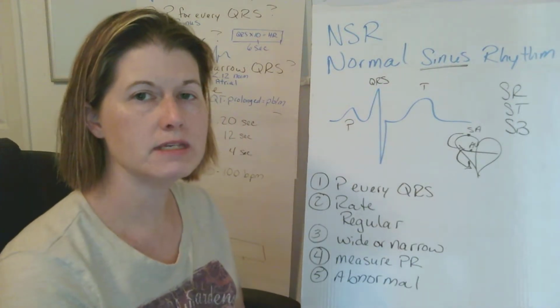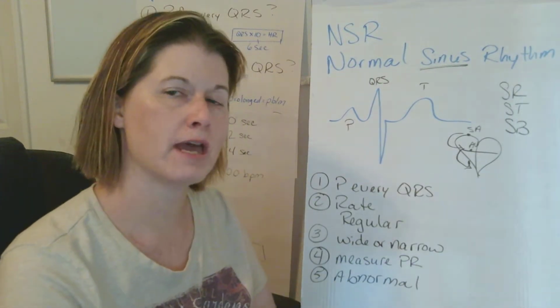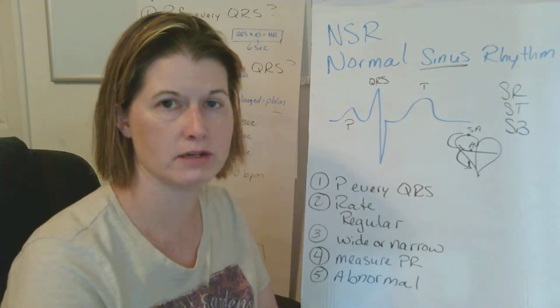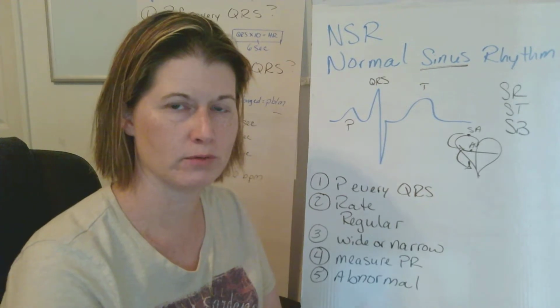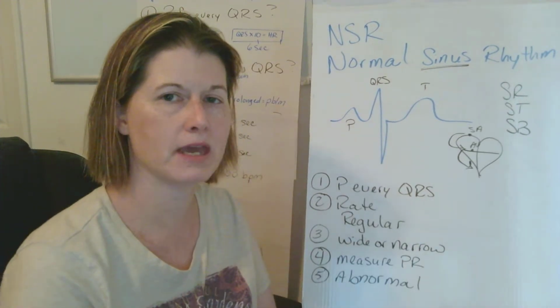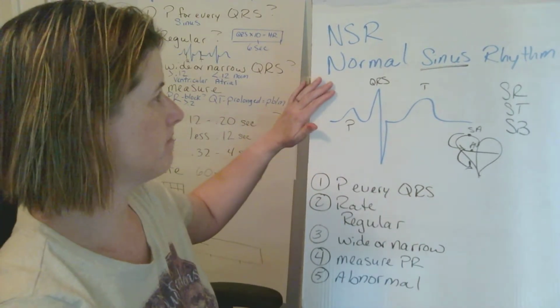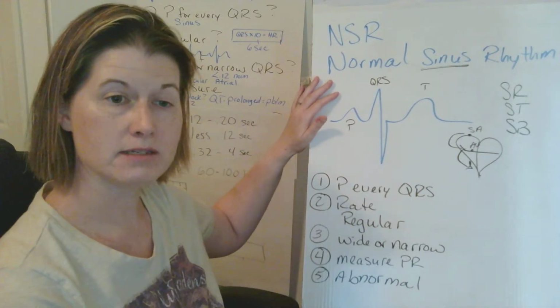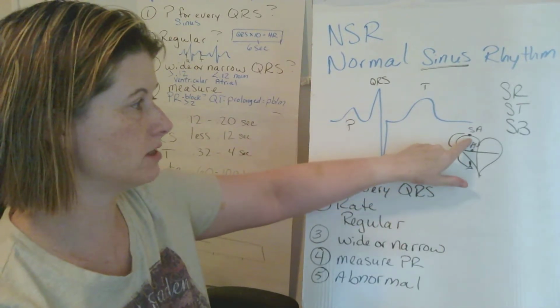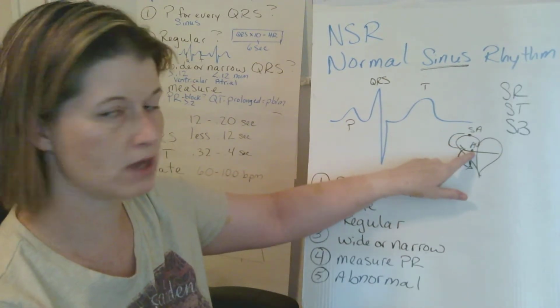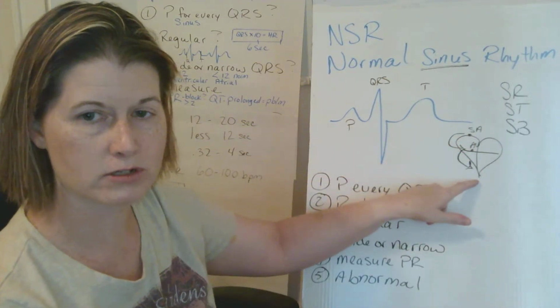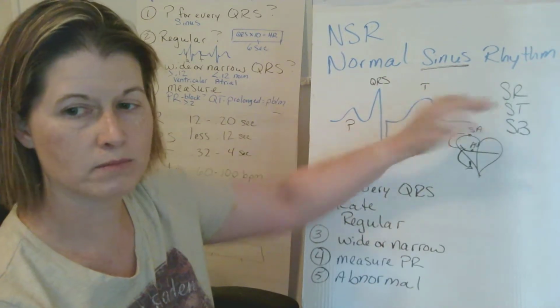Okay, so the easiest rhythm to start looking at when we're learning EKGs is normal sinus rhythm. That's the one we see in the textbooks, and the one we see most of the time in the hospital. Remember, it's sinus, which tells us that it starts in the sinus node, the SA node, and then travels to the AV node, and then to the rest of the heart. So that's what sinus rhythm means.